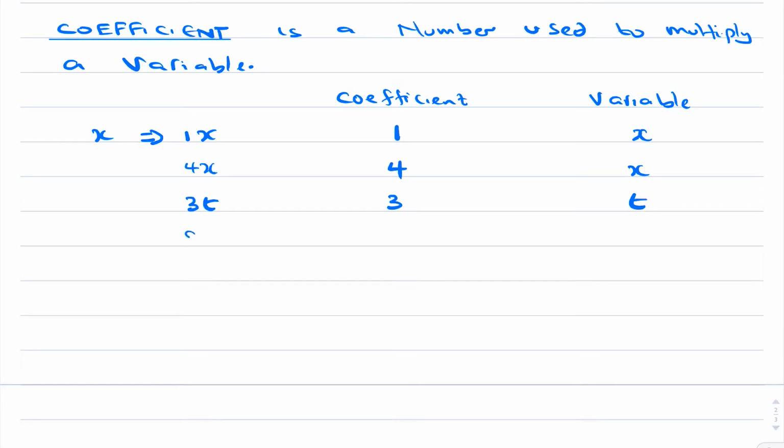What about 8x squared? Again, pause, write the coefficient and the variable, and then check. The coefficient is 8, and the variable is x. Not x squared, but it's x. What about 2y cubed? The coefficient here is 2, and the variable is y.